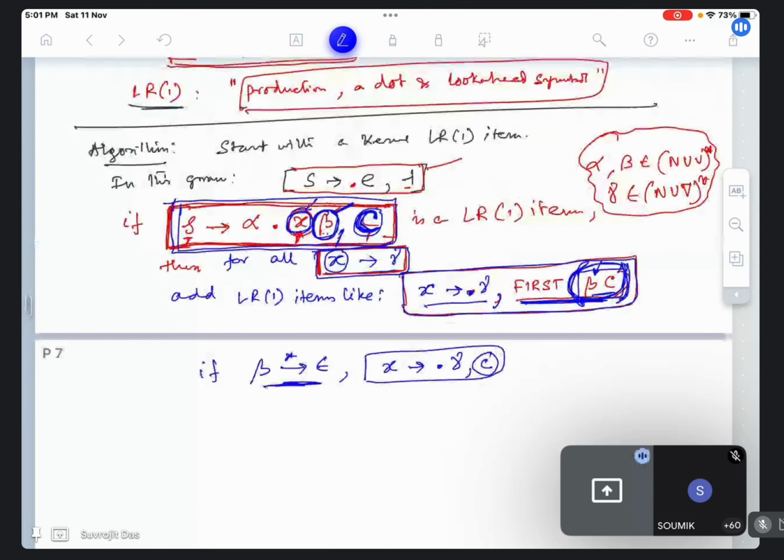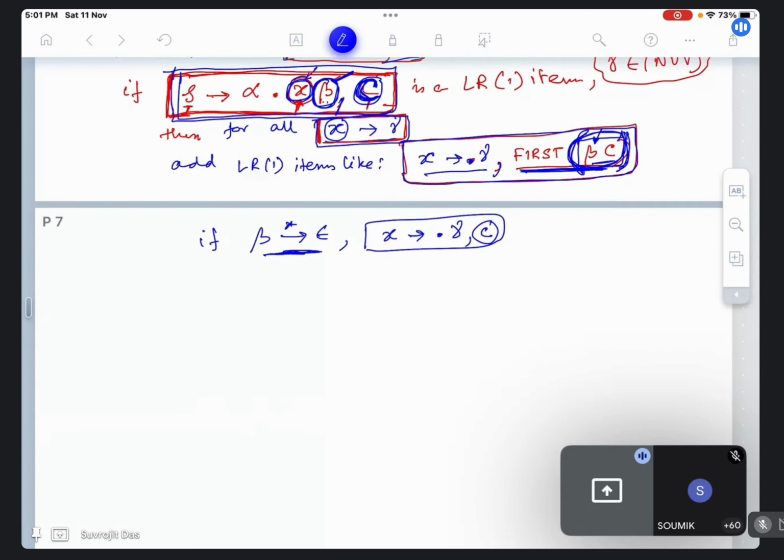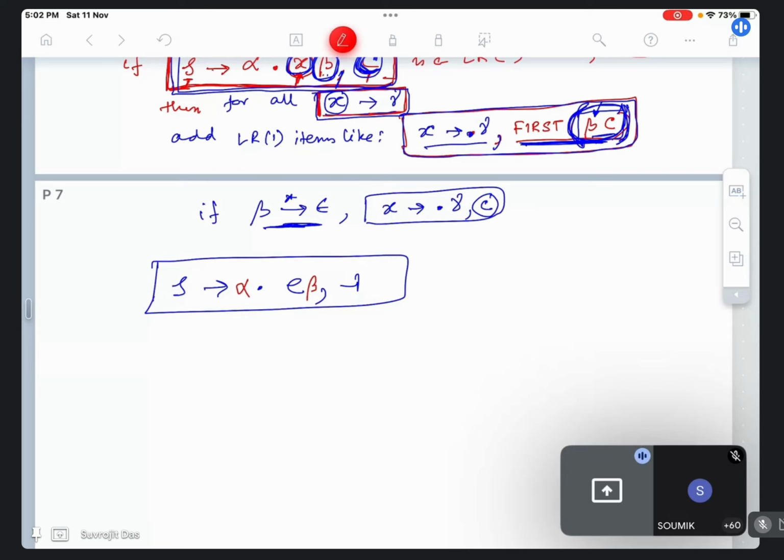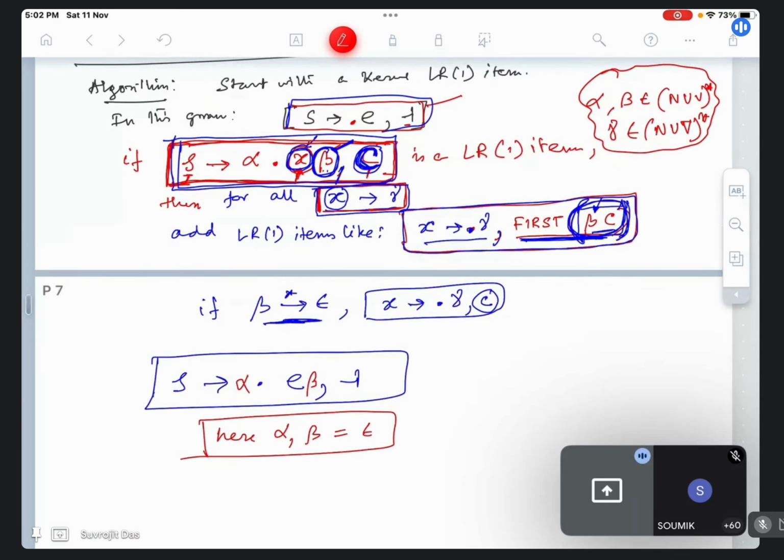For example, let us start with the kernel item. So if this is the kernel item, let us start with this: S goes to dot E. So this is the kernel item that I start with. So imagine that your alphas and betas are here, right? Imagine. So for imagining, I am using the red color. So here, both alpha and beta are nothing but epsilons. That is what you collect in your brains. Okay, now apply the algorithm straightforward.